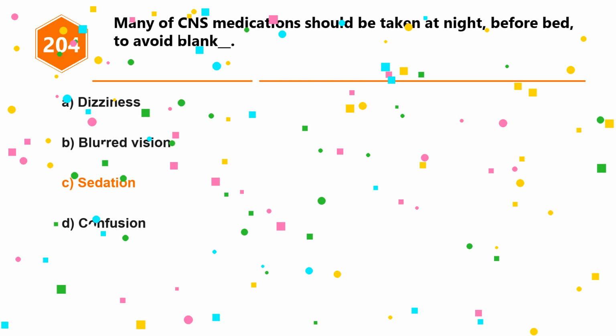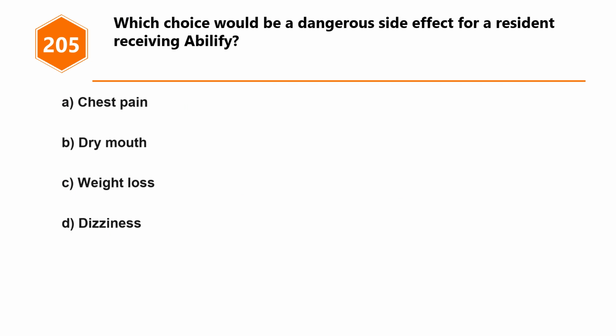The correct answer is option C, sedation. Question 205. Which choice would be a dangerous side effect for a resident receiving Abilify? Option A, chest pain. Option B, dry mouth. Option C, weight loss. Option D, dizziness.